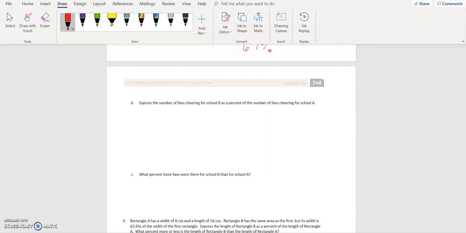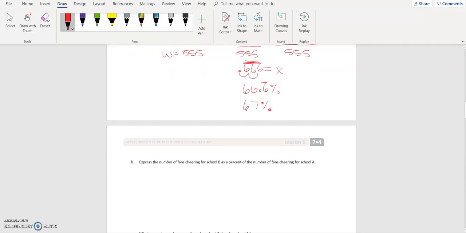So, part B: express the number of fans cheering for school B as a percent of the fans cheering for school A. So we need that information from the last one. We said A was 370 and school B had 555. And this time it says as a percent of the number of fans cheering for school A. So of school A, part, percent, and whole.